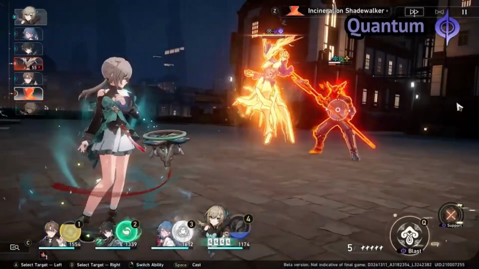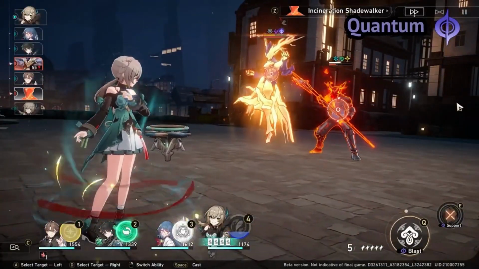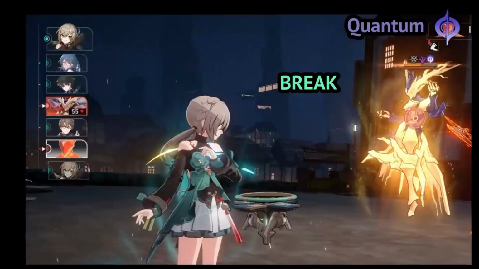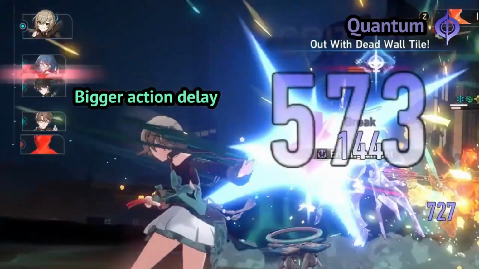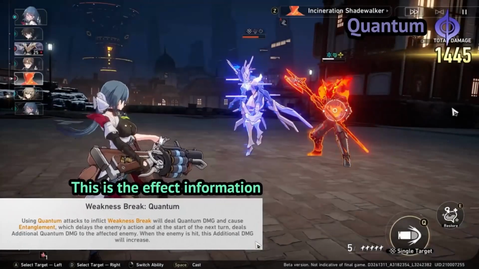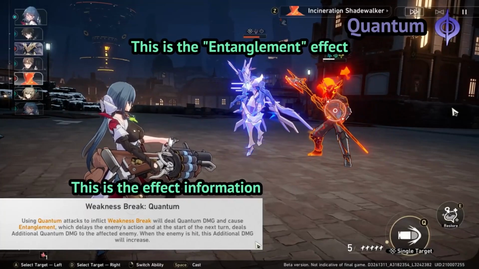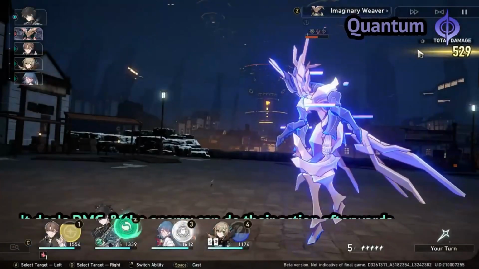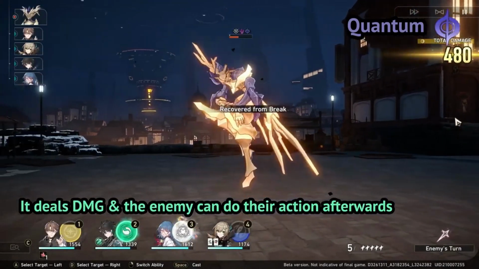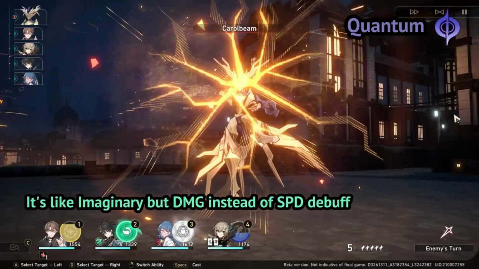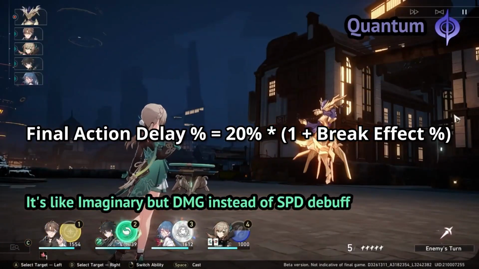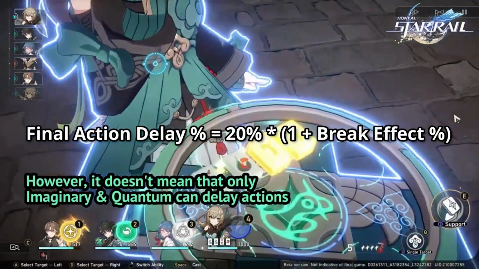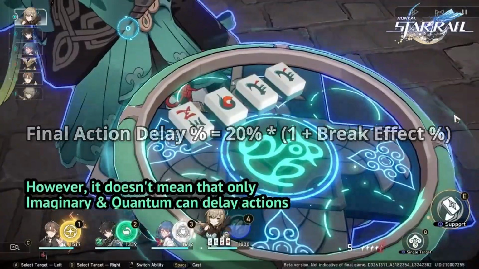Entanglement, Quantum. When triggering a toughness break with a Quantum character, enemies become entangled. Entanglement applies a 20% action delay as well as a stacking damage over time, triggering upon the enemy's next turn. This action delay and DOT damage are affected by break effect percentage. The action delay value is described in the equation: final action delay percentage equals 20% times the quantity of 1 plus break effect percentage.